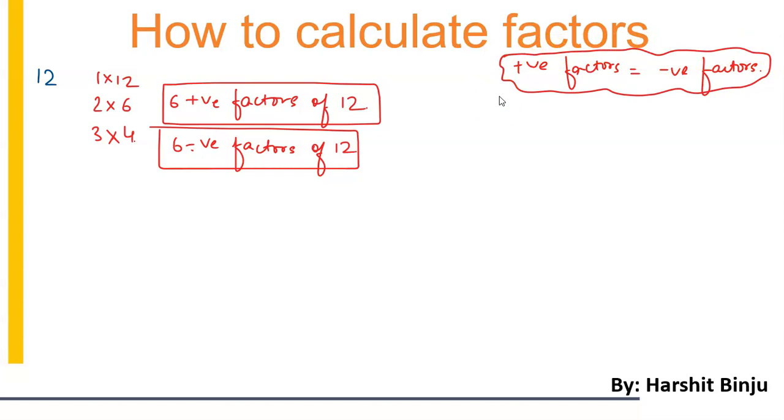This is something that you need to remember. It's a simple thing. Let's talk about 18. 18 can be written as 1 into 18, 2 into 9, and 3 into 6. Again, we have 6 positive factors and 6 negative factors, so 12 factors in total, with positive and negative being 6 and 6.